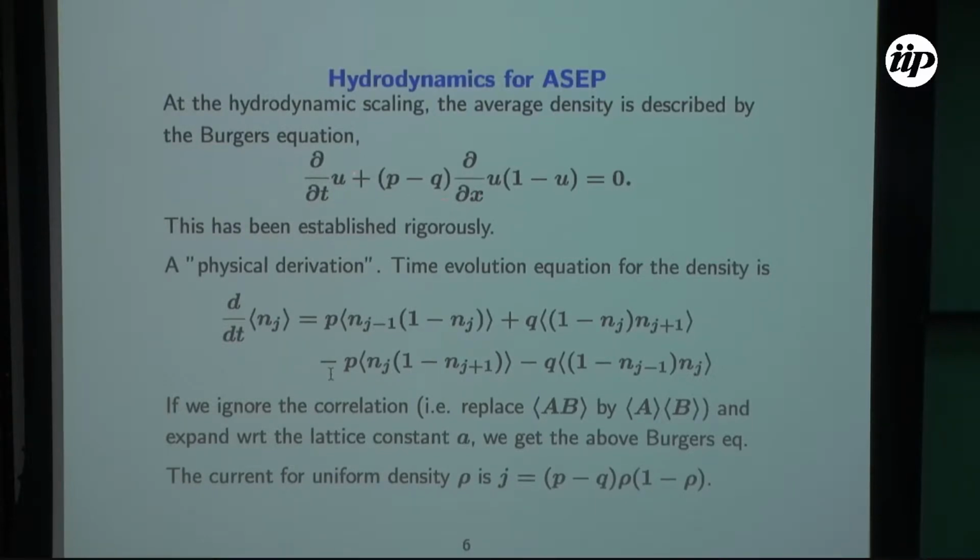Right, so by using this Burgers' equation, one can predict various macroscopic or hydrodynamic behaviors. For example, the current for the uniform density case with density rho is simply given by (p minus q) rho times (1 minus rho). Because if you write this as a continuity equation, this part times this part corresponds to the current. So for the uniform density rho, you get this one, right?